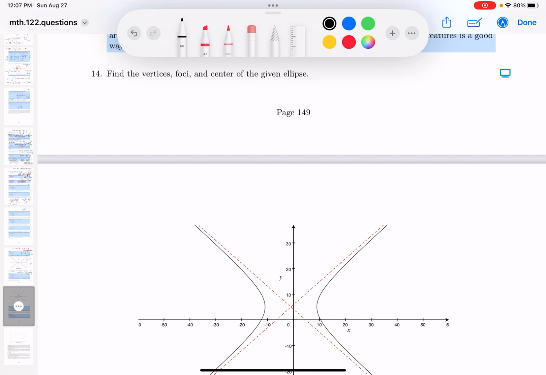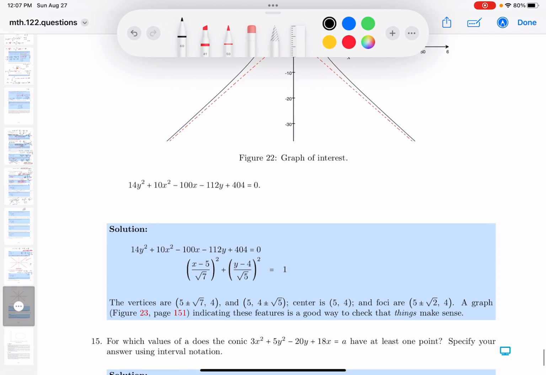Okay, for number 14, find the vertices, foci, and center of the given ellipse. Let's take a look at it. The given ellipse is this one right over here. So the first thing I'd probably do, since I know it's an ellipse, is just write this down.